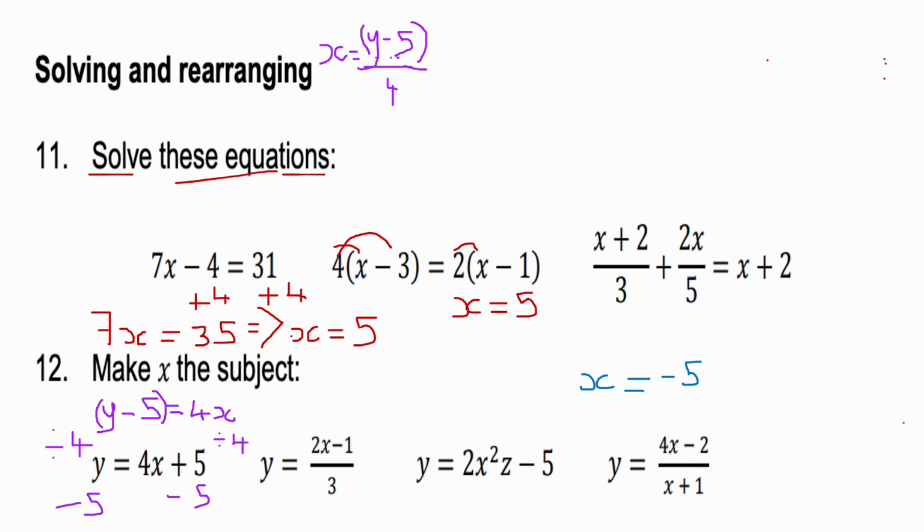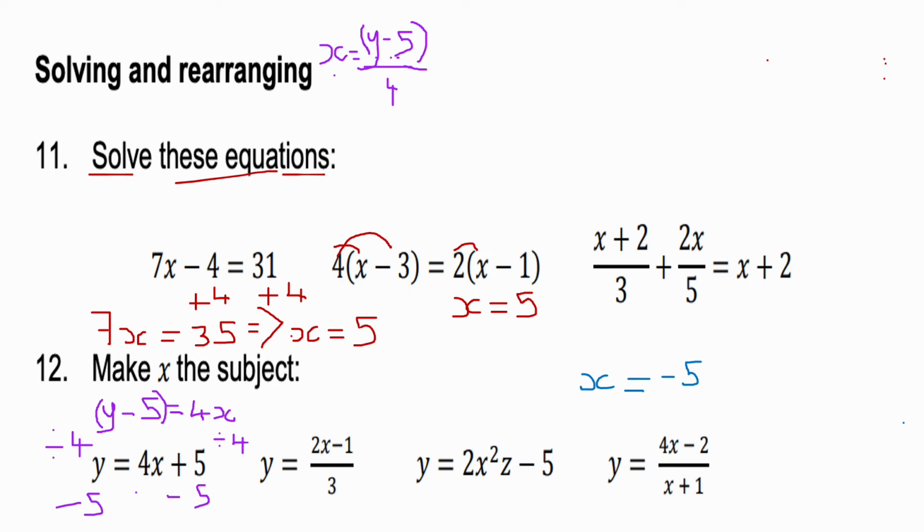So this is now in the form x equals a function of y, or x equals something. It's the same equation, it's just been written in a different form. You can check your answer by rearranging to make y the subject by timesing by 4 and then adding 5, and it will get you back to y.